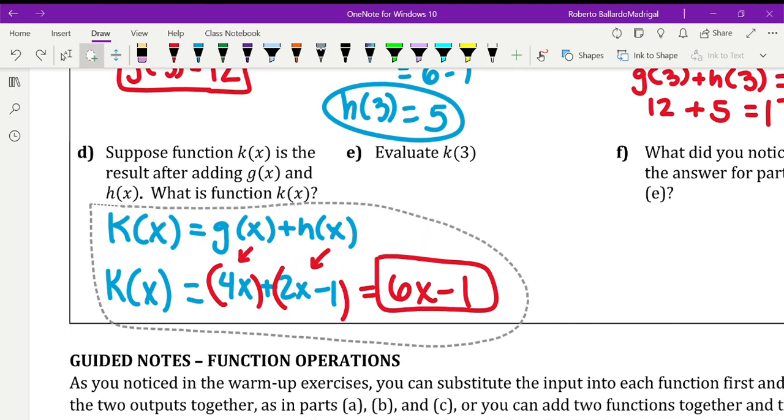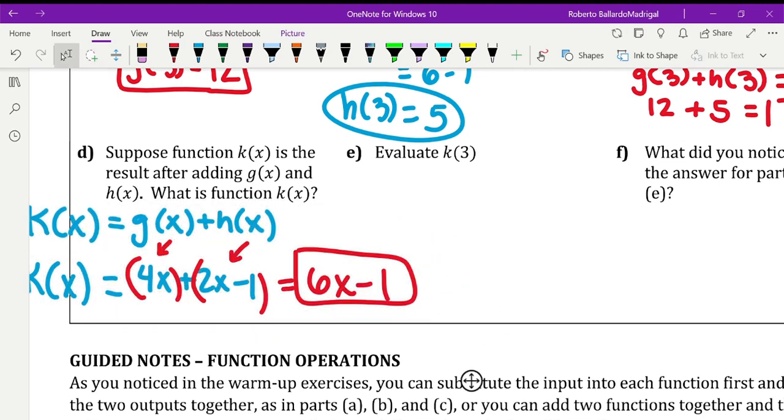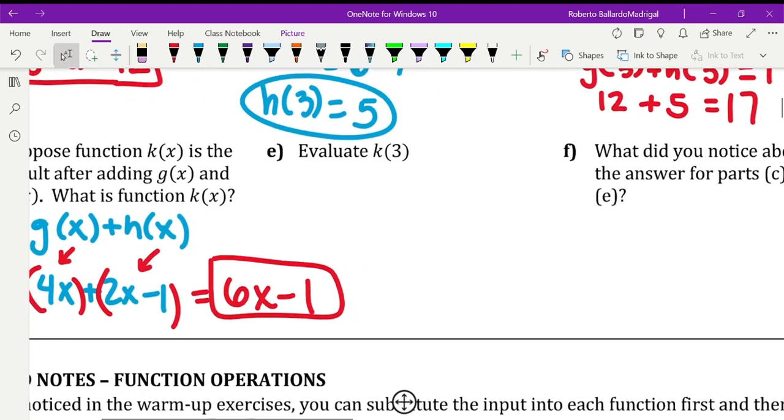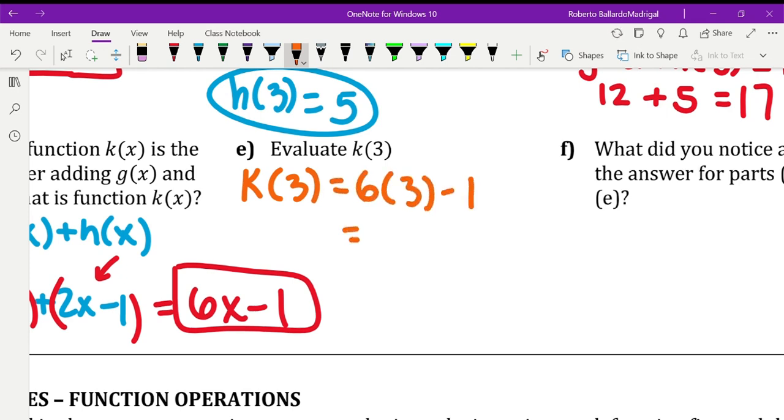Let me move this sideways so we have more space to work with. All right. So let's evaluate k of 3. K of 3, that's 6 times 3 minus 1. What do we get? Grace, what do we get? 18 minus 1 is 17. So k of 3 is 17. Excellent.